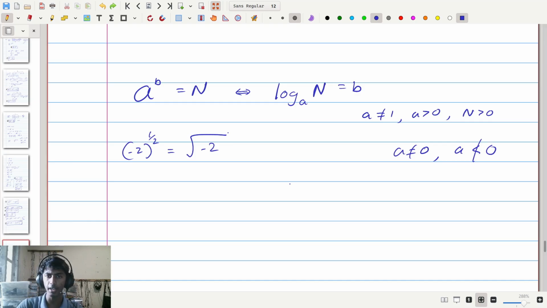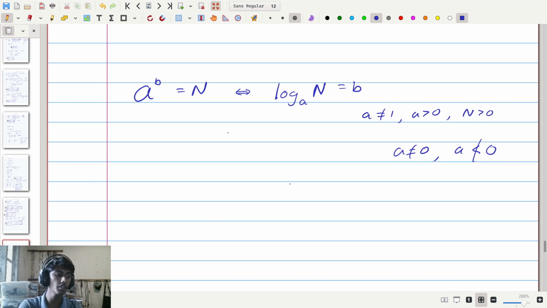Because of this reason, and to avoid this from happening, we try and make sure that the base we are using is not less than 0. It is not a negative number. If it is a negative number, there are certain cases where we can still get alright solutions. But there are some cases which we cannot. We will get complex solutions.